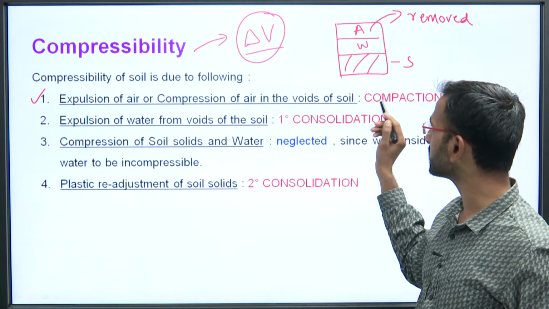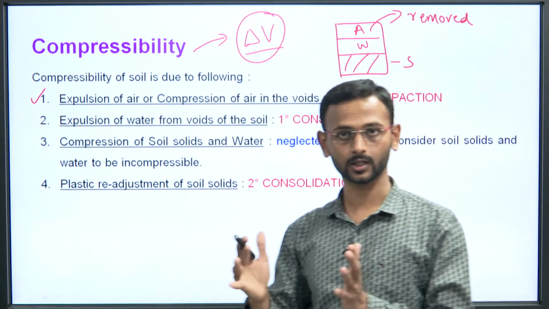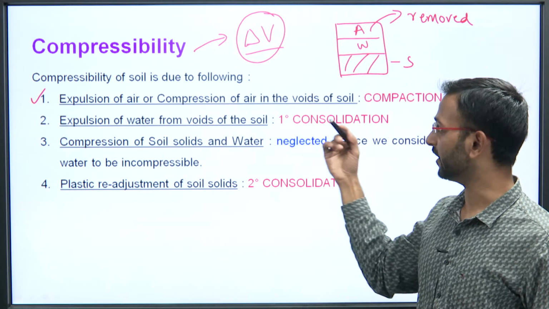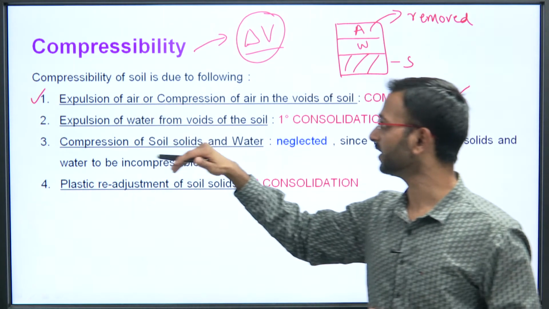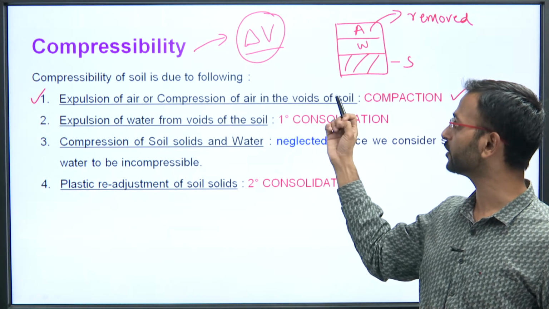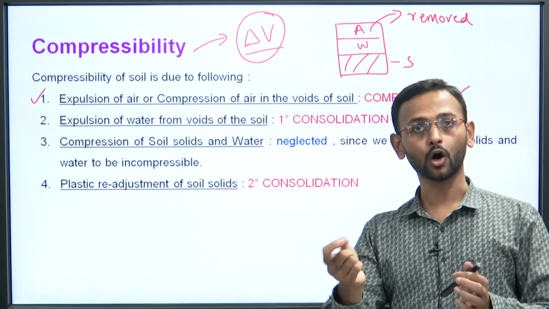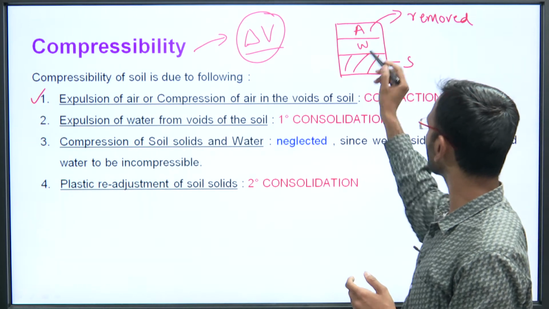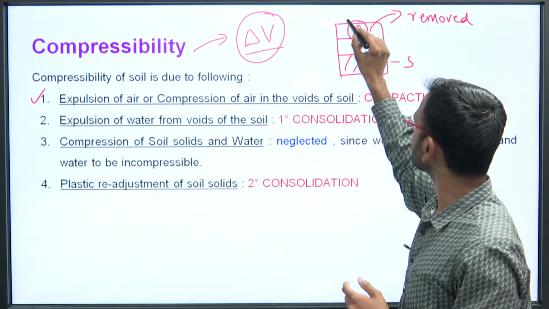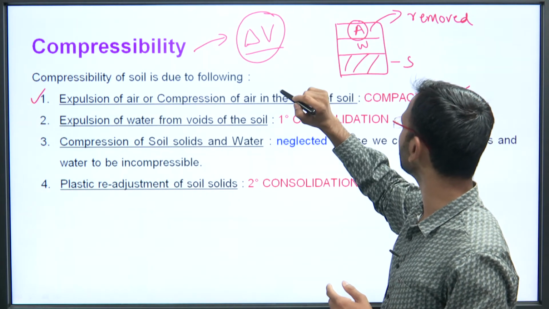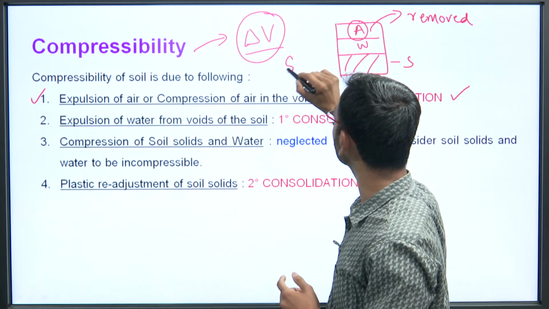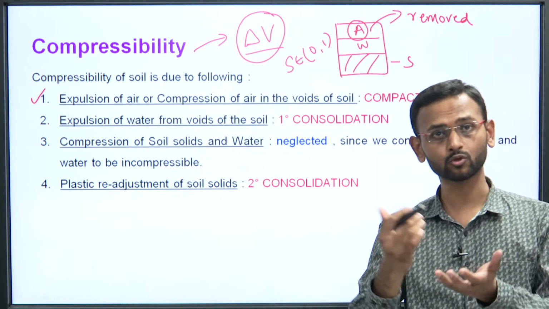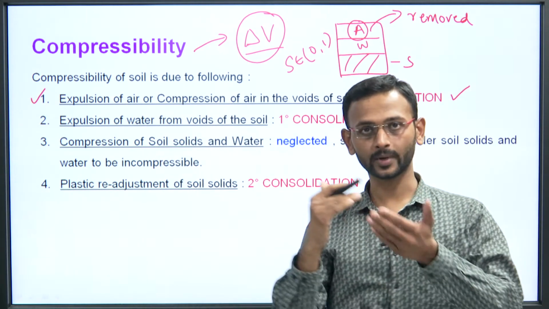That process we have already discussed in the previous 3-4 lectures, that compaction is taking place, or the expulsion of air is taking place, or the compression of the air in the voids of the soil is taking place. Now what happens to the water there? When the air is present, the saturation value is between 0 and 1, but as soon as the water goes out, the volume gets reduced.